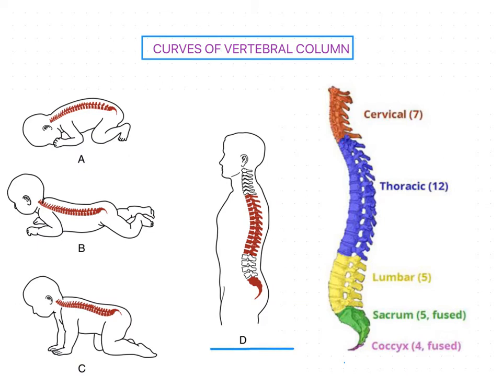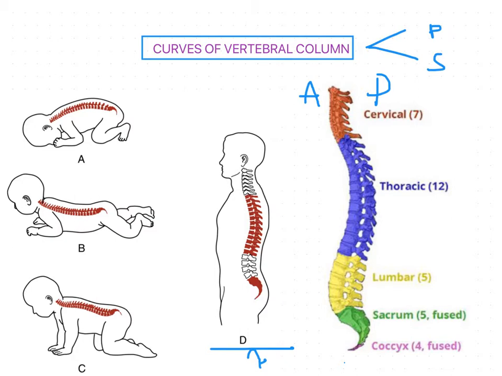So, this one is the adult one. The adult one has four anteroposterior curvatures, anterior and posterior curvature. If you can see, this one is the anterior side of the vertebral column and this one is the posterior side. The curves of the vertebral column are of two types.